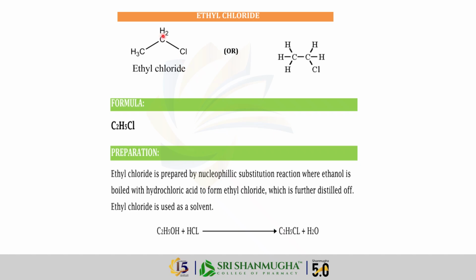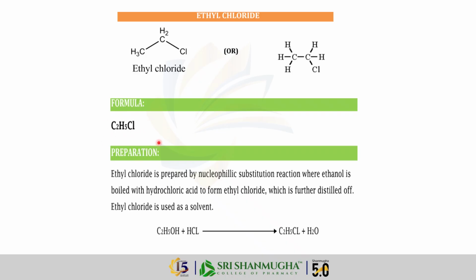So next we move on to the next compound, which is ethyl chloride. So this is the structure for ethyl chloride. So the chemical formula of ethyl chloride is C2H5Cl. So this is the molecular formula for ethyl chloride.